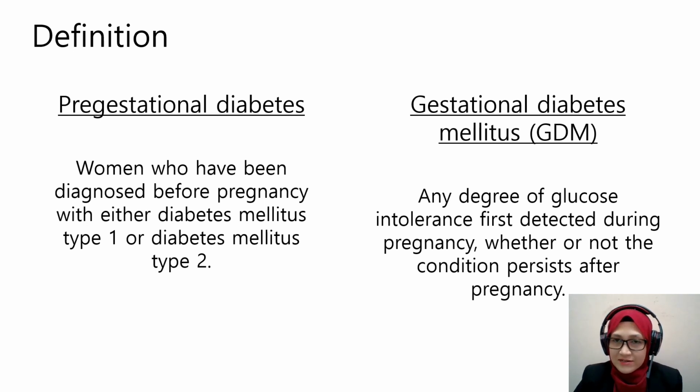Meanwhile, gestational diabetes is when the woman does not have diabetes before, but during pregnancy she developed signs and symptoms of hyperglycemia, and then she needs to be further diagnosed to see if she has only a transient hyperglycemia or if she has gestational diabetes.